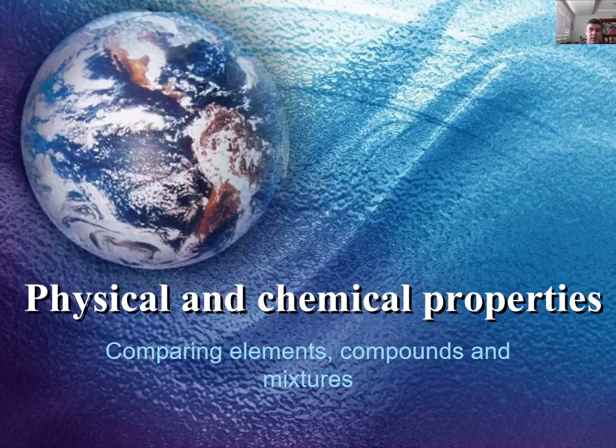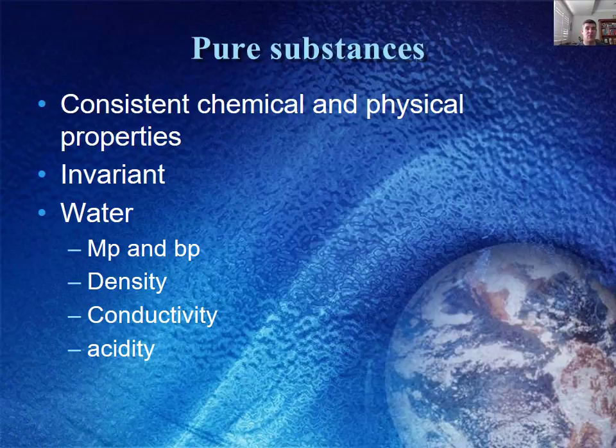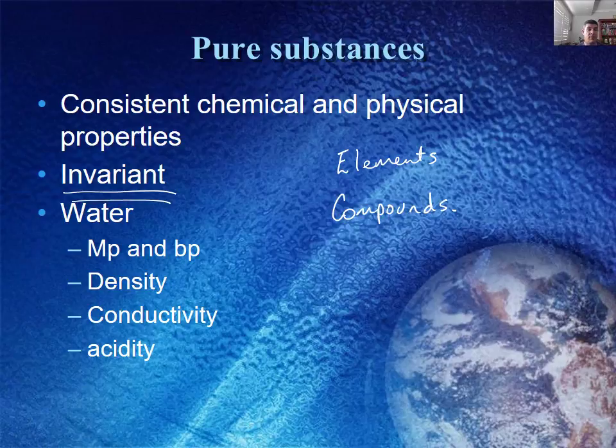But in order to do that, we need to have a look at some of the differences between pure and impure substances. That's where we started this topic, and it's pretty much where we're going to leave it. Firstly, pure substances, you remember, are elements and compounds. And they have consistent chemical and physical properties. Because they're pure substances, their properties are invariant. They don't change. Often you can look them up, but if you test them, you should find some consistency.